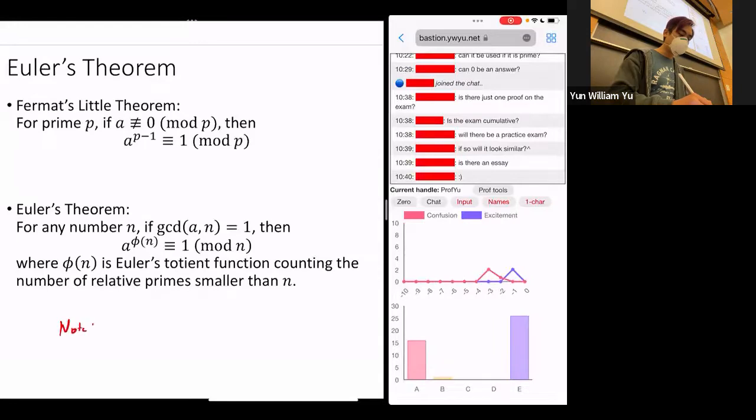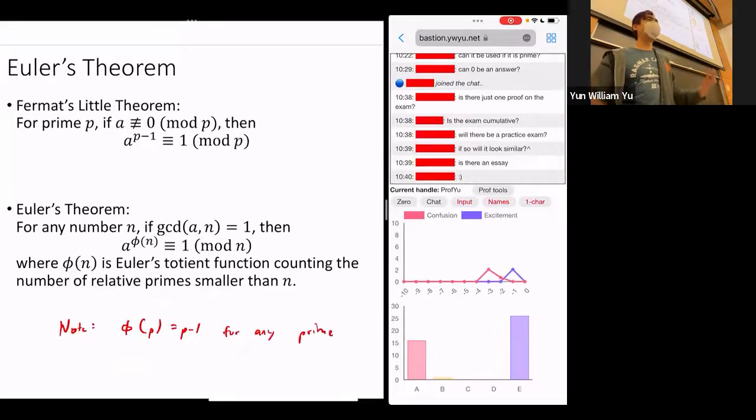And of course, as I mentioned in the last part of lecture, note that phi of p is equal to p minus 1 for any prime. So if you're in a prime number, Euler's theorem is just Fermat's little theorem. But if you're in a non-prime modulus, then obviously it's different because Fermat's little theorem doesn't apply in non-prime modulus.